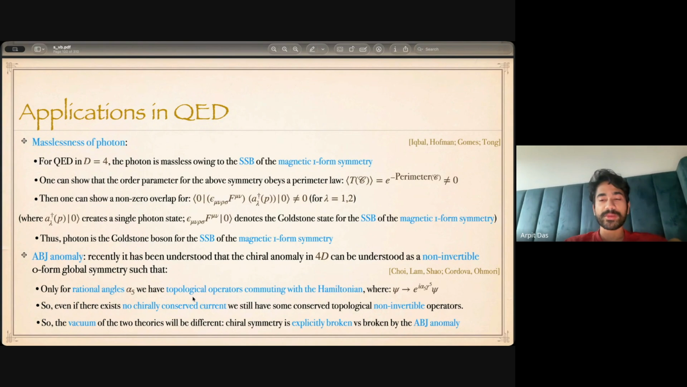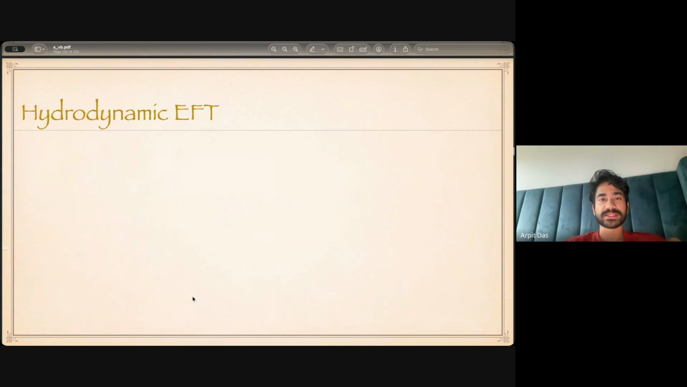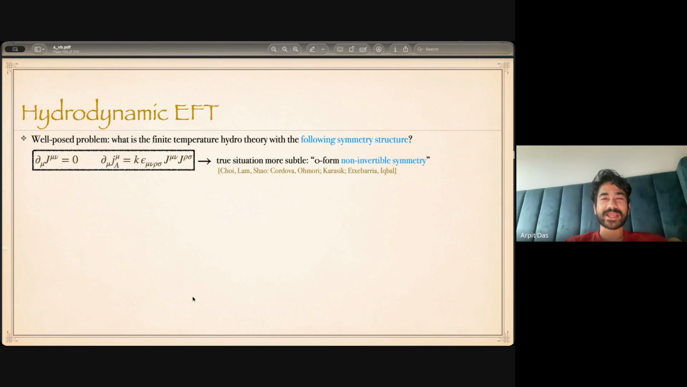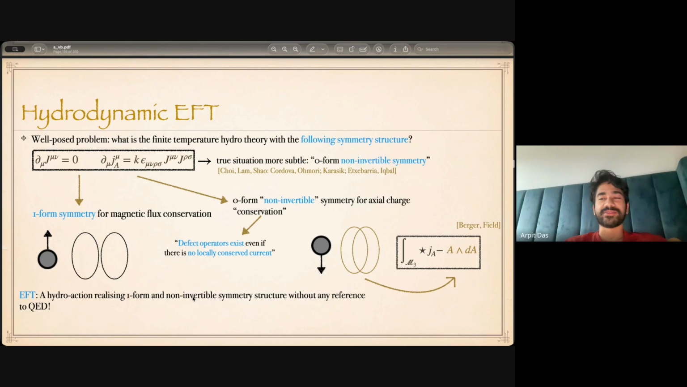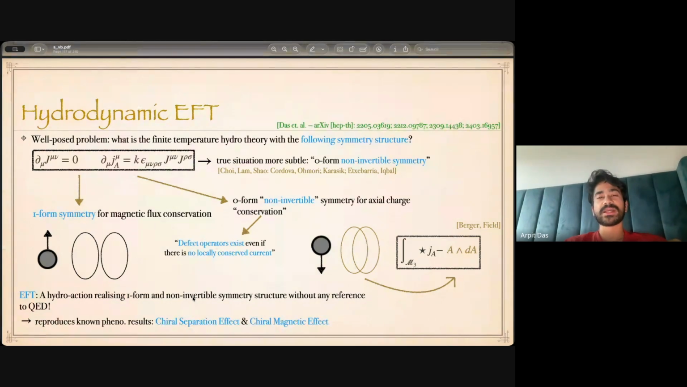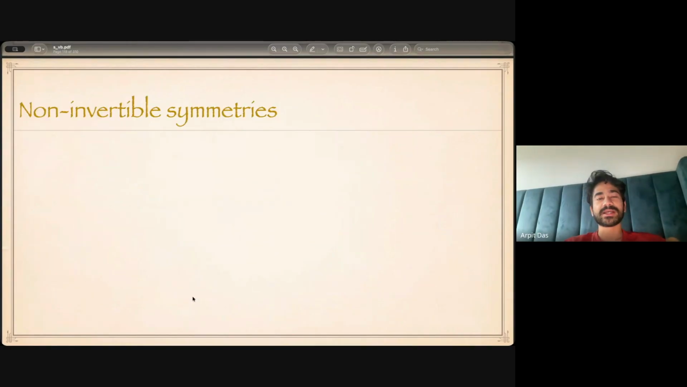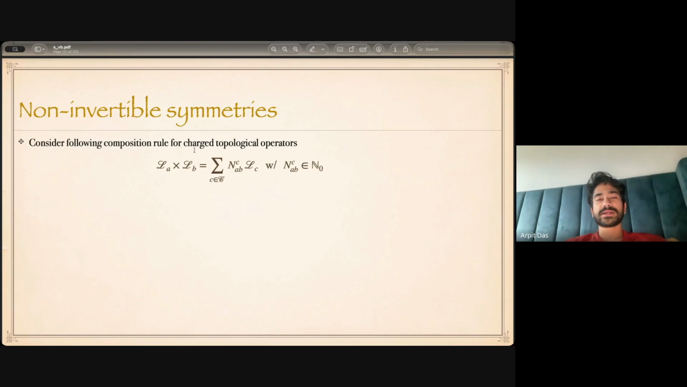So we'll talk more about these non-invertible things. For the interest of time, let me skip this slide. This is some work that we did in effective field theory with these non-invertible symmetries. If you're interested, I can come back to it after the talk. So let's go directly to non-invertible symmetries. Consider operators L_A and L_B that compose in such a way that you get a sum of operators on the right hand side, not just one single operator, which is what would happen in a group-like case.